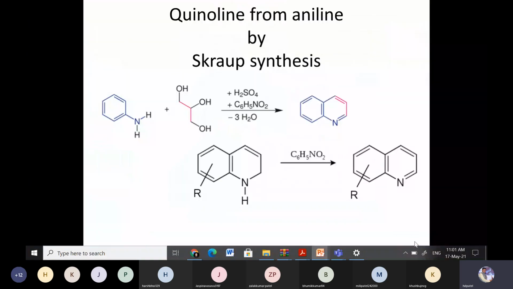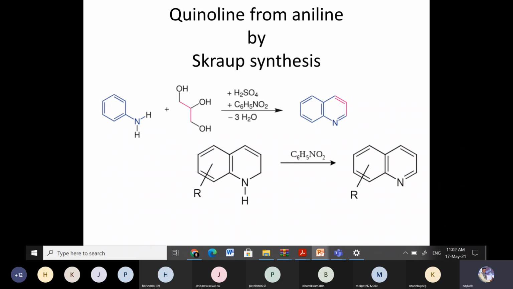So today we are going to discuss the synthesis of quinoline from aniline by Skraup synthesis. This is a well-known synthesis for preparation of quinoline derivatives. And as you know, quinoline is a very important derivative which we can use as a drug for many diseases. It acts as an anti-malarial agent, an anti-cancer agent, an anti-TB agent. So there are various types of activities of this quinoline derivative.